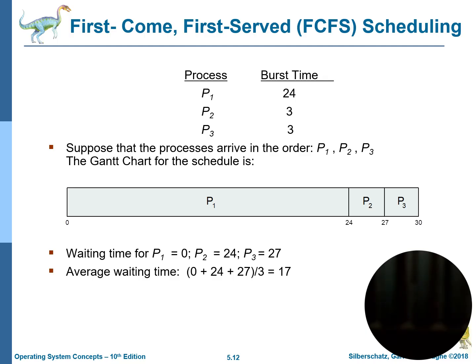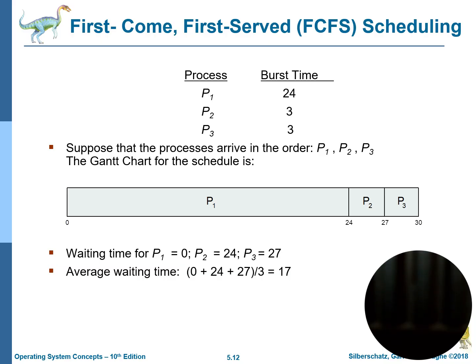Look at the Gantt chart, the way the processes will be executed. Process 1 will take its 24 seconds, then it terminates. Then process 2 starts at 24 seconds, going to 27, and it terminates. Then process 3 starts at second 27 to second 30. Look at what is happening there: process 1 starts at T0, process 2 starts at T24, process 3 starts at T27.